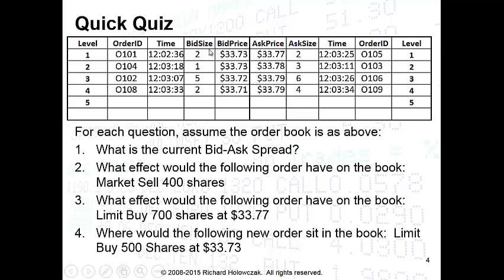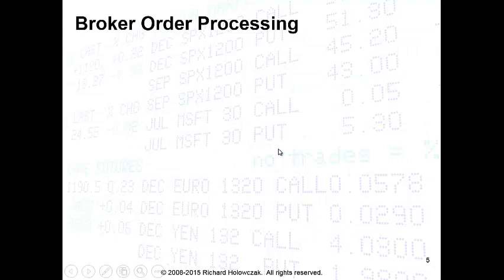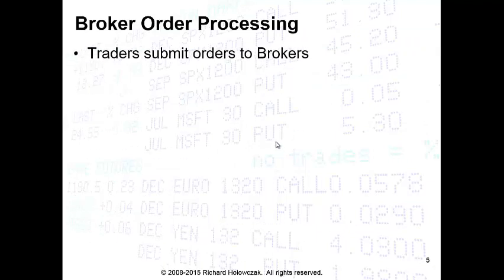Again, because of the price time priority, a new order that matches on price will show up last in line here. So that new order would come in at level 3, order 102 would be pushed down, order 108 would be pushed down. Now we need to look at another quick review of how a broker processes an order.